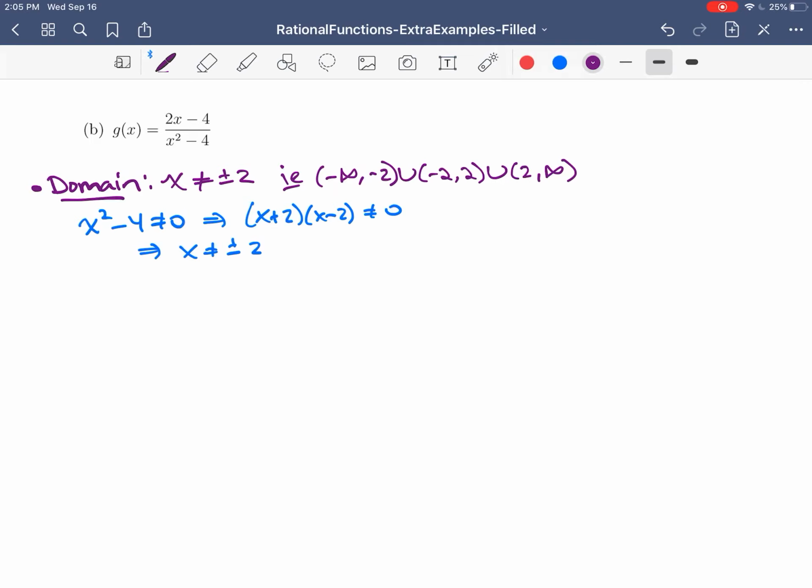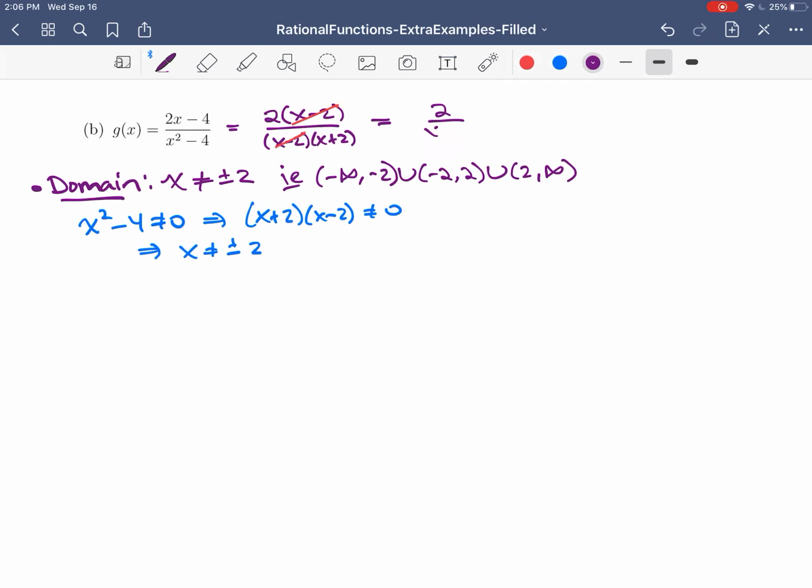Now, after we do the domain, we can actually simplify the function. So I can pull out a 2 from the top, and I get 2 times x minus 2, and then the bottom we know factors as x minus 2 times x plus 2. And now I can see that these things cancel. So I get 2 over x plus 2.